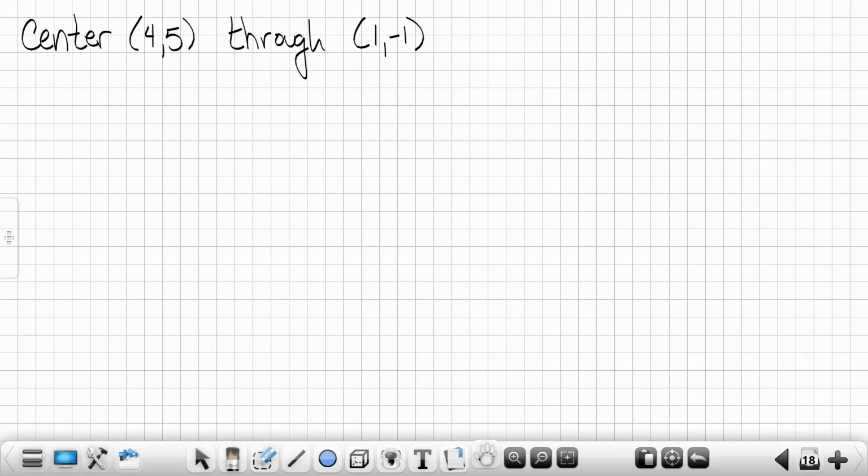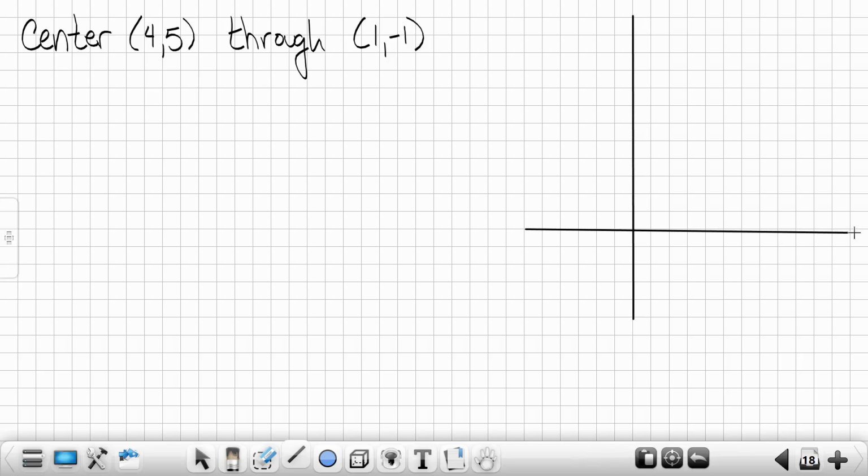What am I missing for my equation? I'm missing the radius. Thank you, Raymond. This is the example in the notes.